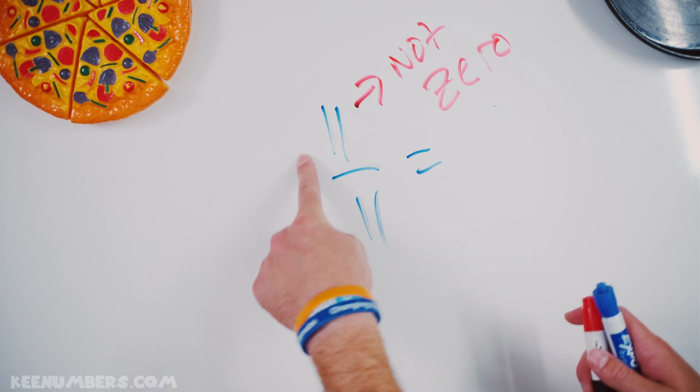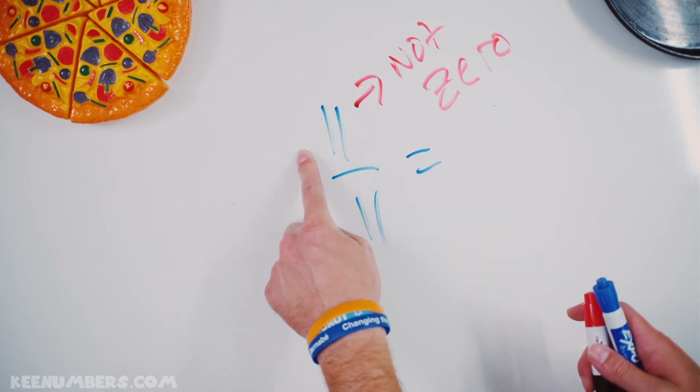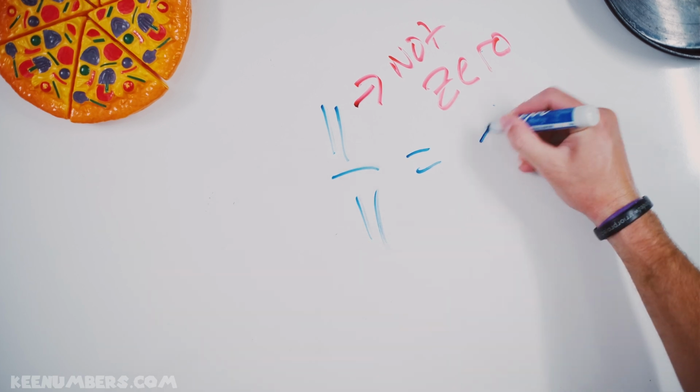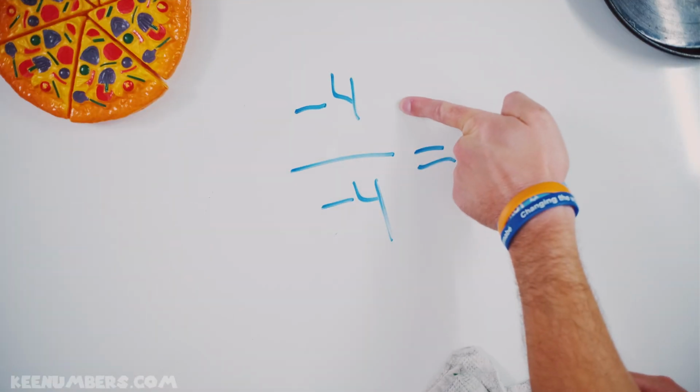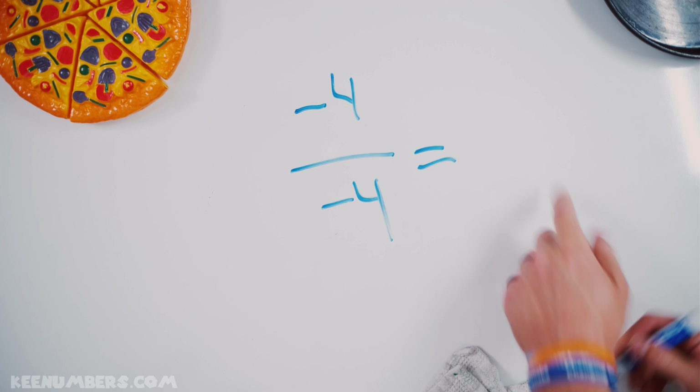I just ran into 11 11ths in the wild. And look, 11. There's no 0. So if you divide it by itself, you're always going to get 1. Yeah, that's it. 11 11ths, 1. Any number that's not 0 divided by itself is 1.